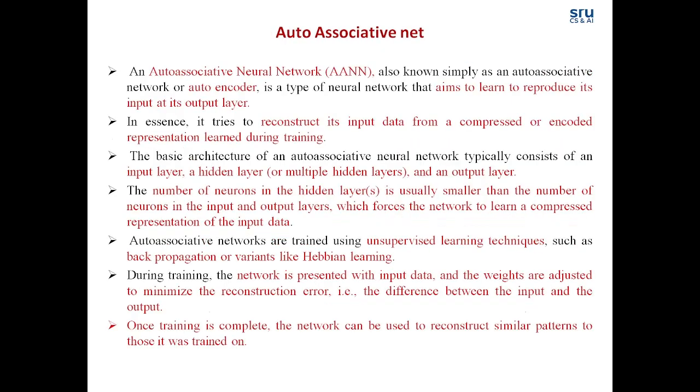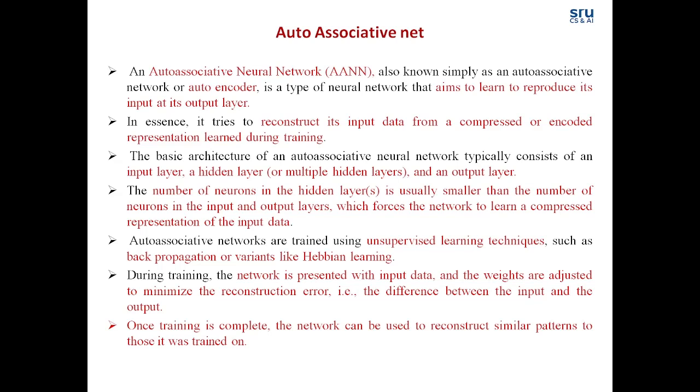Then here we have auto-associative nets. It is called AANN. It is simply known as an auto-associative network or autoencoder. It aims to learn to reproduce its inputs at its output layer. It tries to reconstruct its input data from a compressed or encoded representation learned during training.